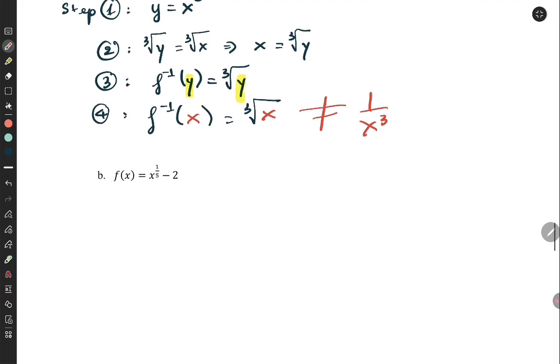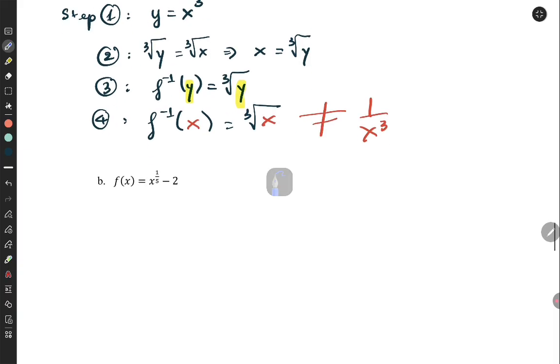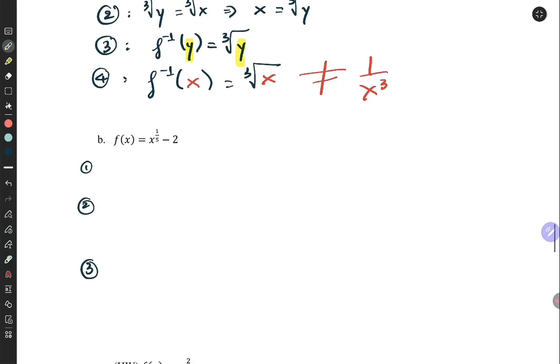Okay, 1, 2, 3, 4, right? Keep going. Keep doing. 1, 2, 3, 4.